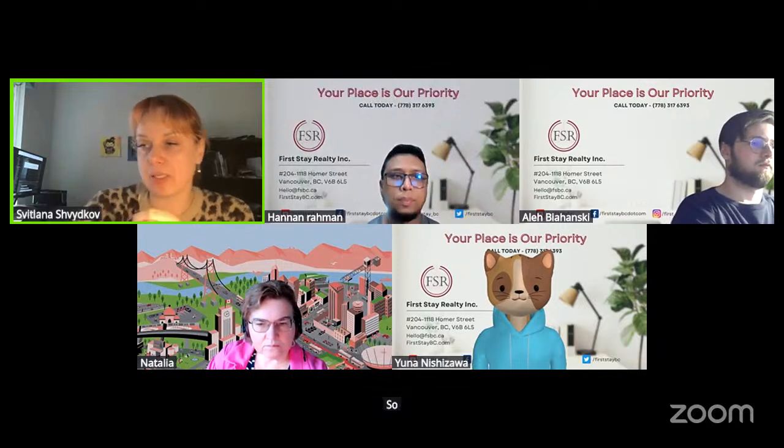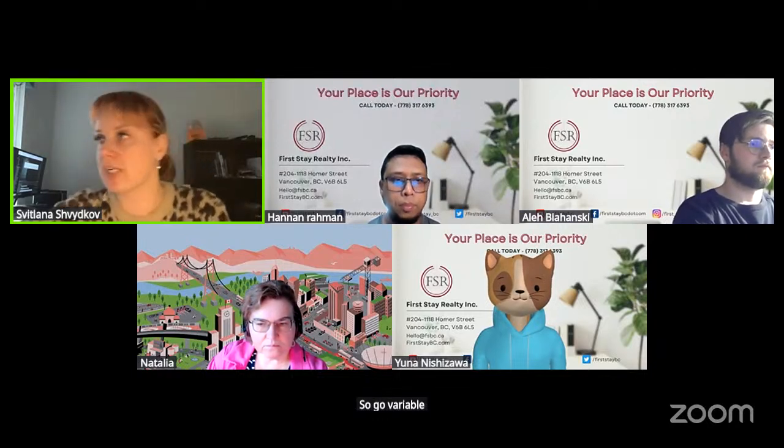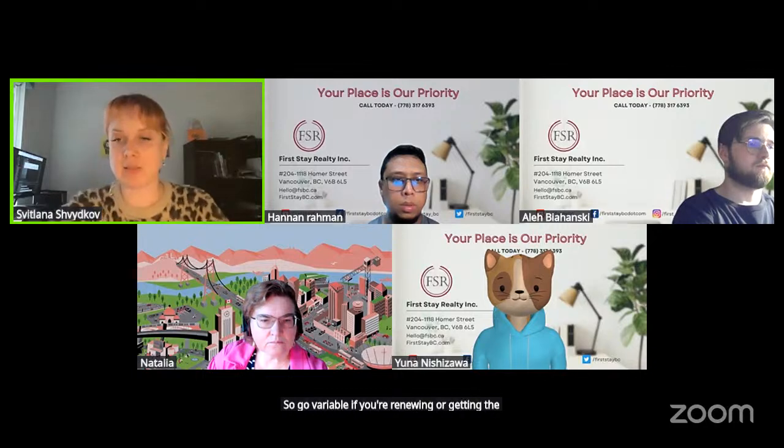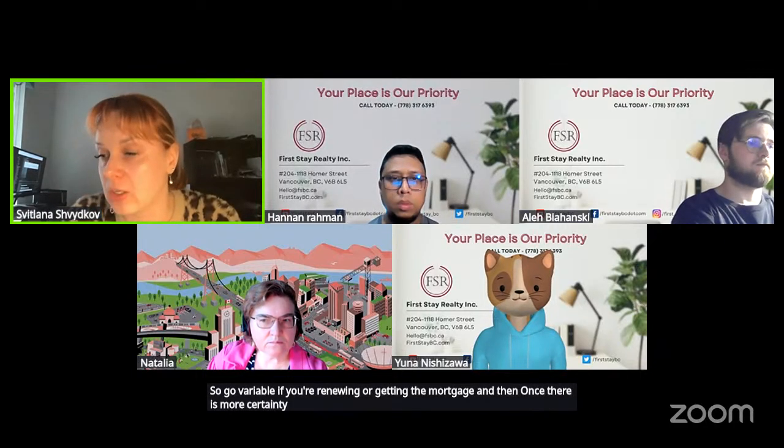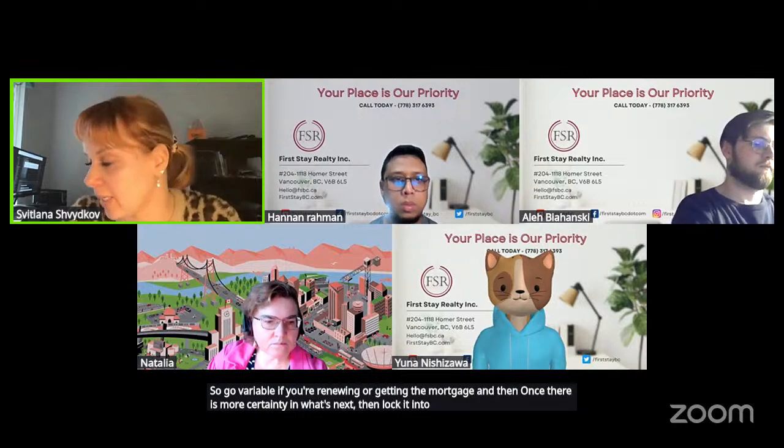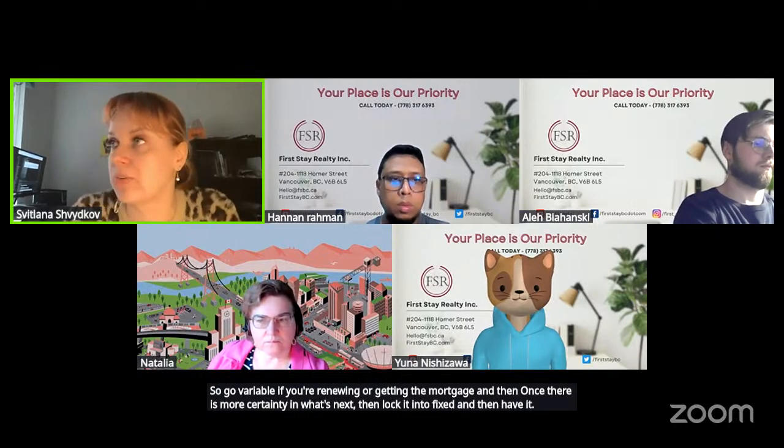So go variable if you're renewing or getting a mortgage, and then once there is more certainty about what's next, lock it into fixed. That way you will have a lower fixed rate.